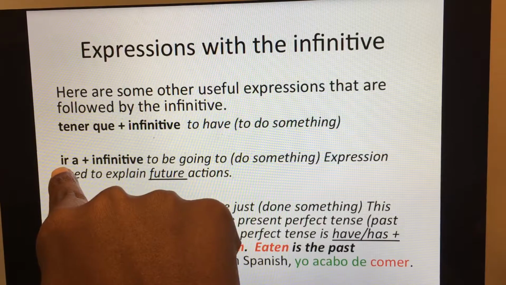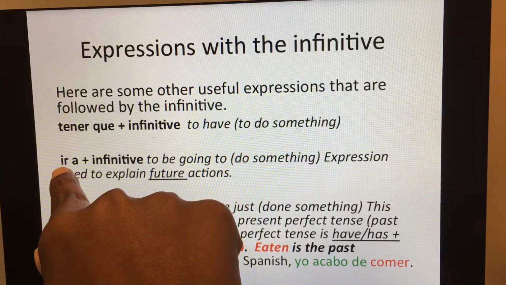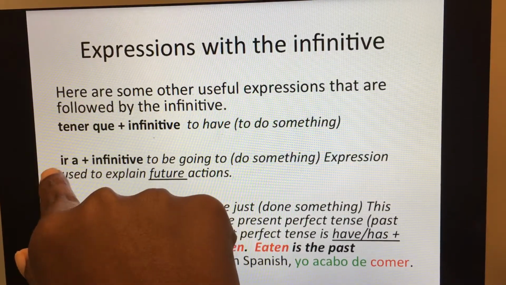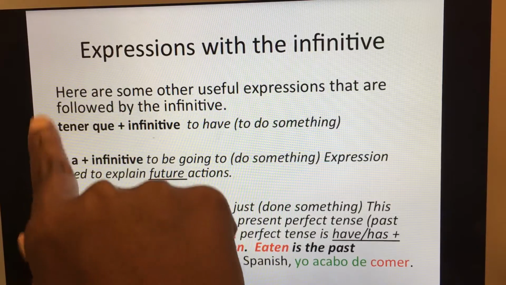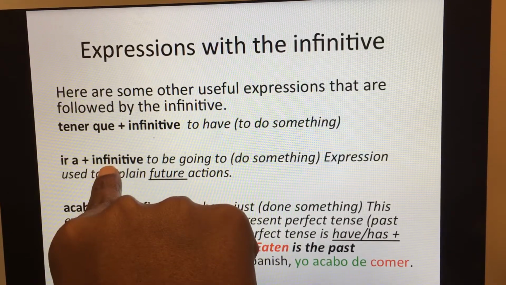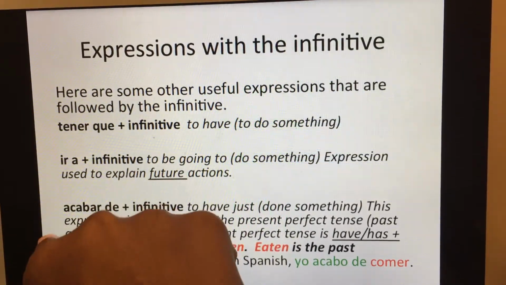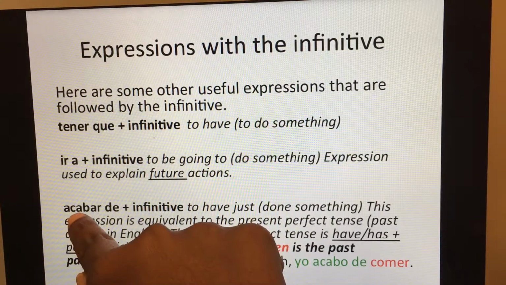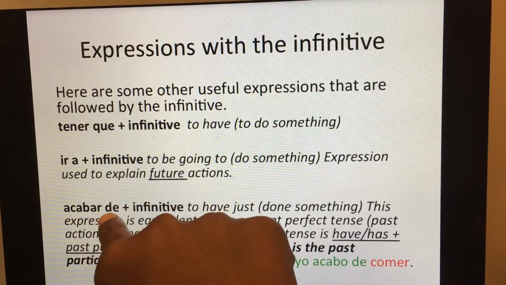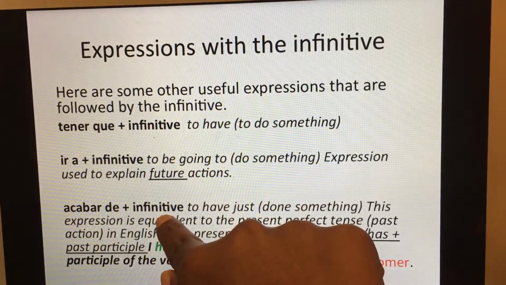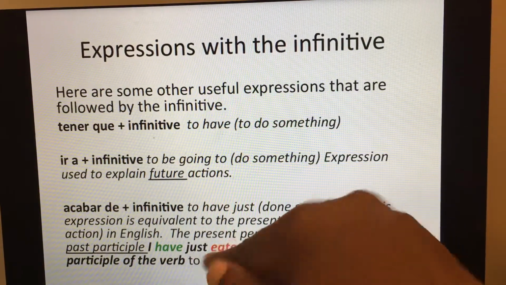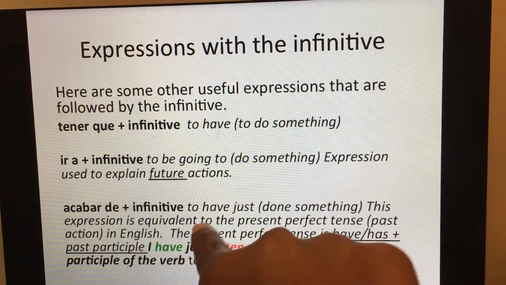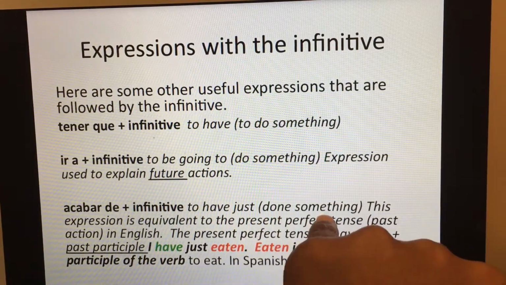However, you have to conjugate the verb ir. And if you go to the previous chart or previous video on how to conjugate the verb ir, you will see how to conjugate that verb ir, and then you will use an infinitive to indicate the action, the future action. And then we have another expression, acabar de plus the infinitive. This means to have just. So something has already happened, it's in the past. You have just completed something, done something.